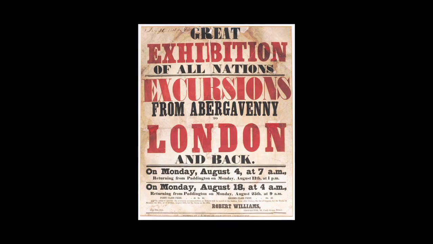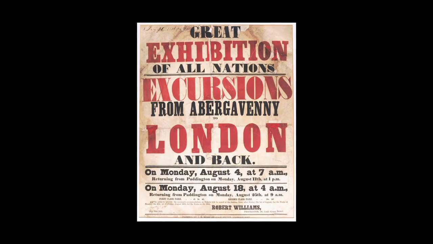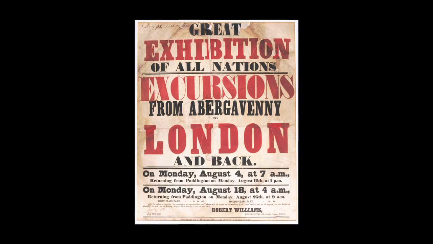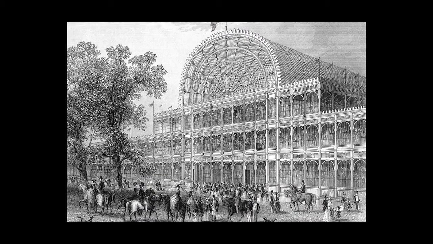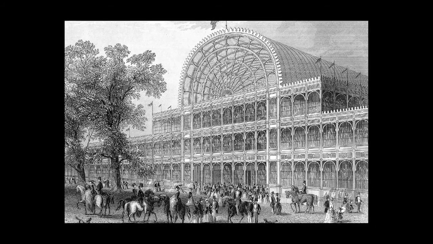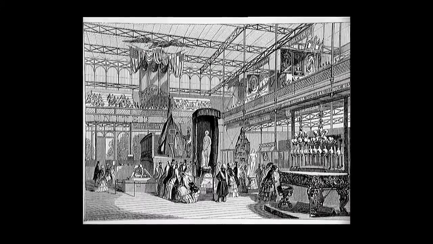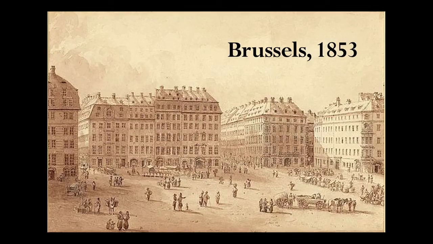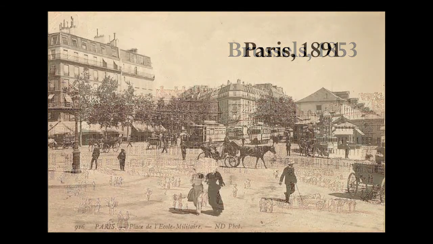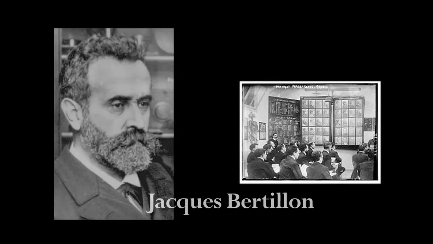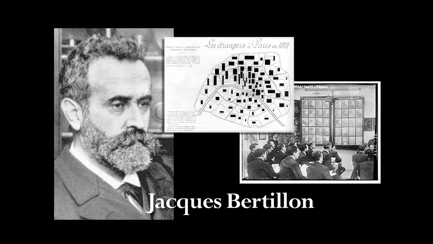The triggering event leading to the development of the first international classification of causes of death was the Great Exhibition of 1851, which was basically a large trade show held at the Crystal Palace in London. The statisticians' desire to compare industrial products at the Great Exhibition led to the first International Statistical Congress at Brussels in 1853. Moving forward to 1891, a committee was formed to develop a uniform classification of causes of death. The chairman of this committee was Jacques Bertillon, who was head of statistics for the city of Paris.